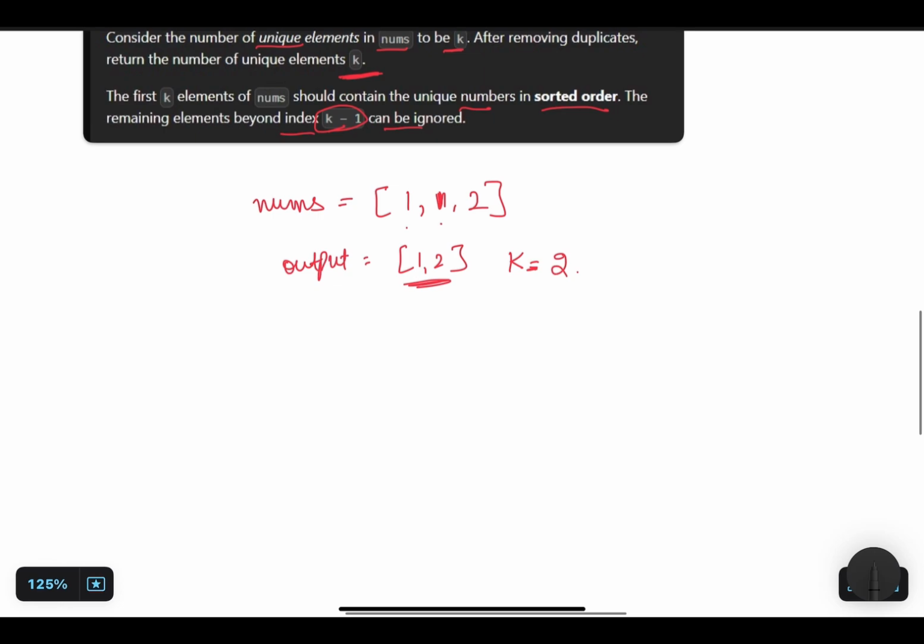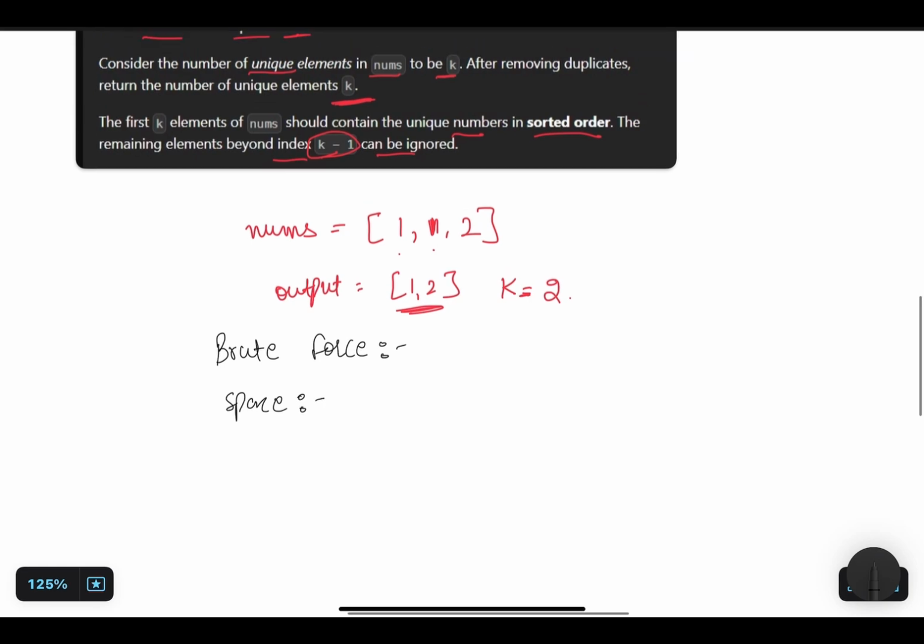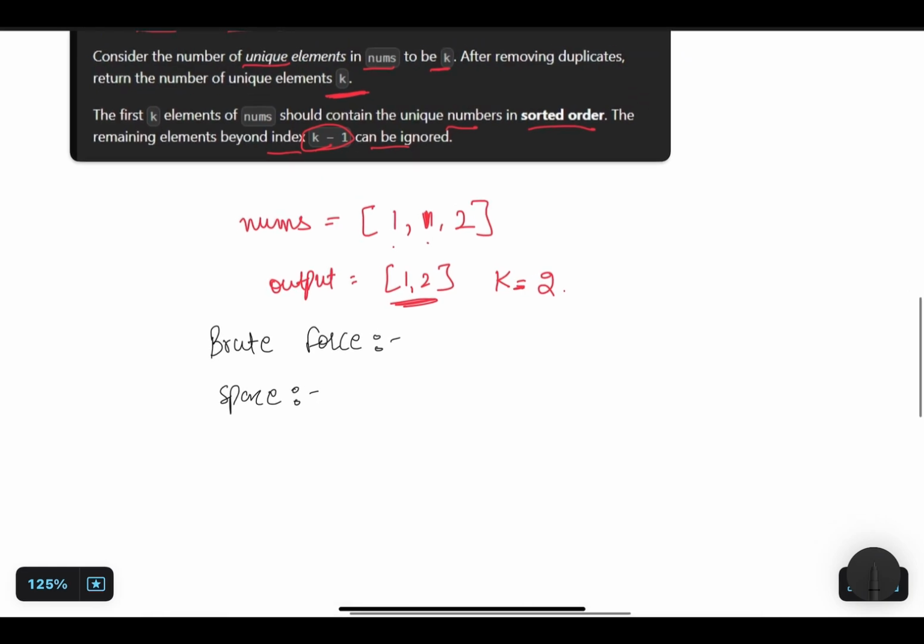The very first approach which came to my mind was brute force. Okay, what we can do in brute force, we can use some additional space. For space we can use a hash set. I hope many of you know what a hash set is. It stores only unique elements. Okay, it doesn't store duplicate elements.